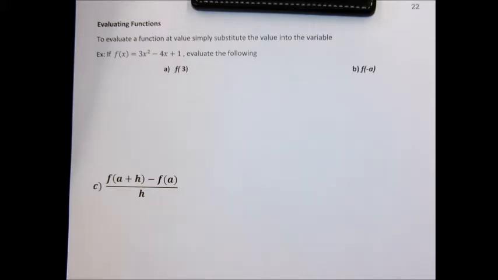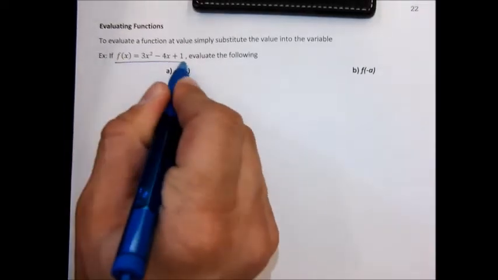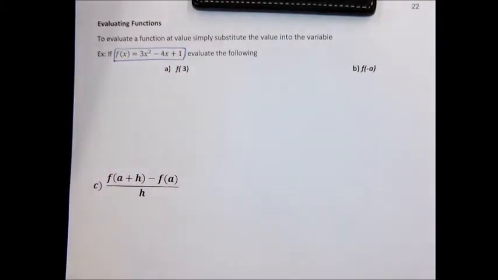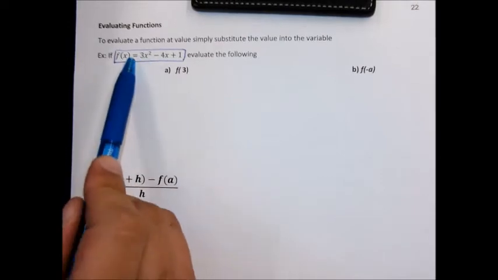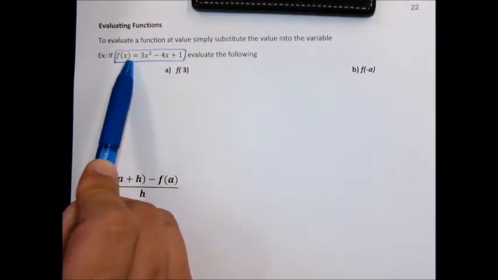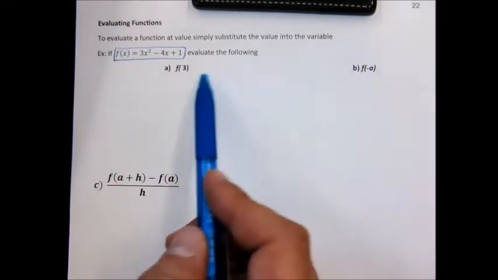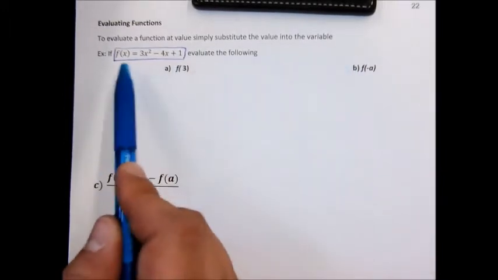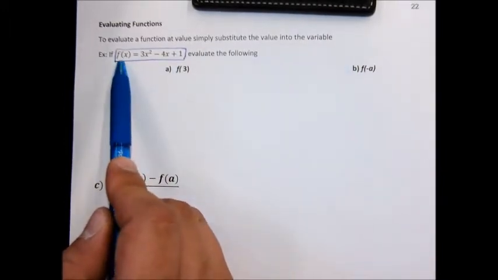So let's just remind ourselves about evaluating functions. You're going to be like, oh my gosh, I can't believe he's telling me this. But it's going to get more complicated, and so let's focus in on the easy stuff first. So here's my function, 3x squared minus 4x plus 1. And in all these examples, all the f's, f of a, f of 3, are referring to that f. So that's my f on this page.